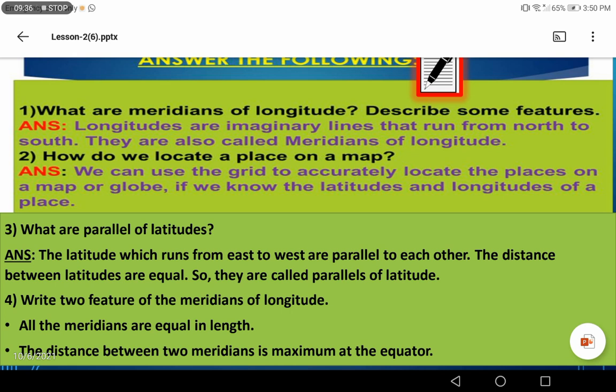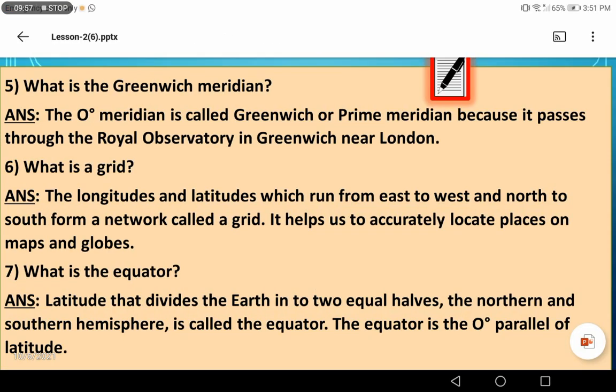What are the parallels of latitude? The latitudes which run from east to west are parallel to each other. The distance between latitudes are equal, so they are called parallels of latitude. Write 2 features on meridians of longitude. All the meridians are equal in length. The distance between two meridians is maximum at the equator.